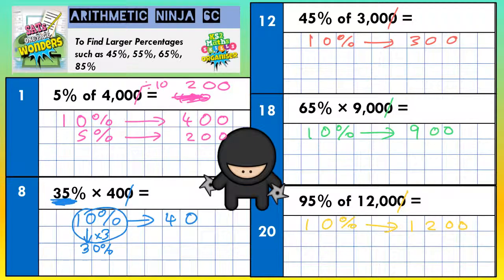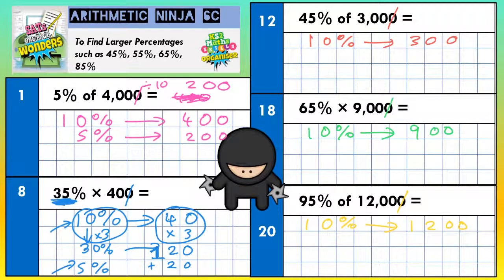So that means we need to times 40 by 3, and that will give us what 30% is equal to. So 3 lots of nothing is nothing, and 3 lots of 4 is 12. So 30% must be worth 120. But that's not the final answer, because we want 35%. So what we must do now is go back to our 10% and say, well, if 10% is worth 40, 5% is going to be half of that, which is half of 40. So that's going to be 20.